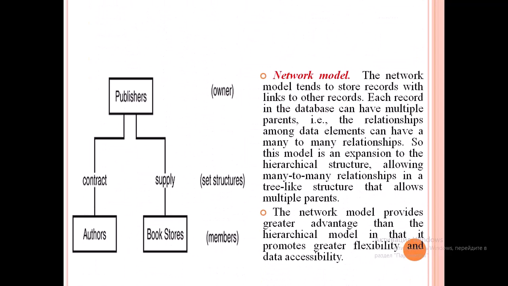The next is the network model. The network model tends to store records with links to other records. Each record in the database can have multiple parents. The relationships among data elements can have many-to-many relationships. So this model is an expansion to the hierarchical structure, allowing many-to-many relationships in a tree-like structure that allows multiple parents. The network model provides greater advantage than the hierarchical model in that it promotes greater flexibility and data accessibility.